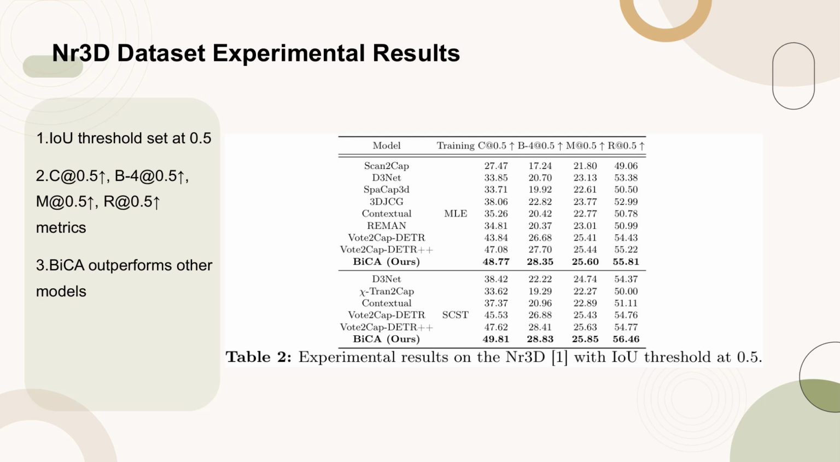Table 2 presents the experimental results on the NR3D dataset with an IoU threshold set at 0.5. The table includes metrics such as C@0.5, CIDEr, B4@0.5, BLEU-4, M@0.5, METEOR, and R@0.5, ROUGE-L. These metrics evaluate the performance of various models in generating object descriptions. Notably, the BICA model demonstrates superior performance compared to other models, highlighting its effectiveness in this context.